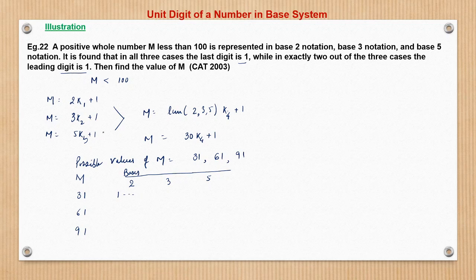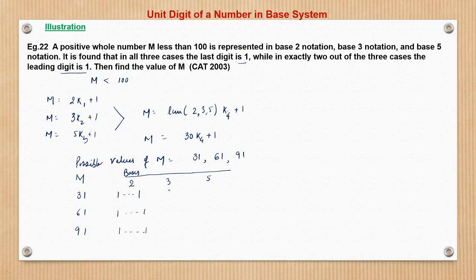Here 1 ends with 1 only, so this will be of this fashion, right? On the 3, right? So we need not check for 2, we know it's going to be 1, and it says exactly 2 out of the 3 cases the leading digit is 1. So now check for 3. 3 we can do this manually.